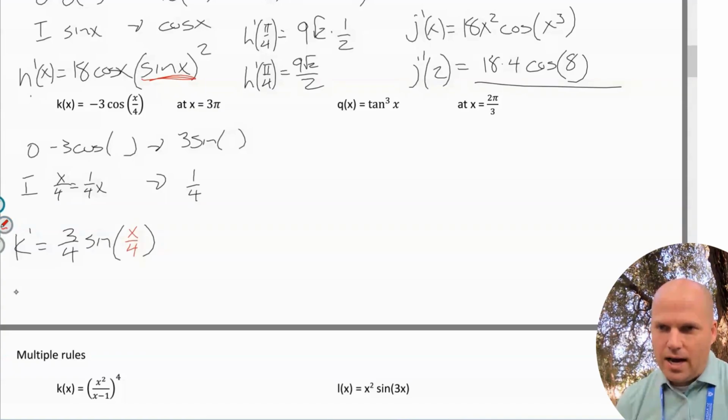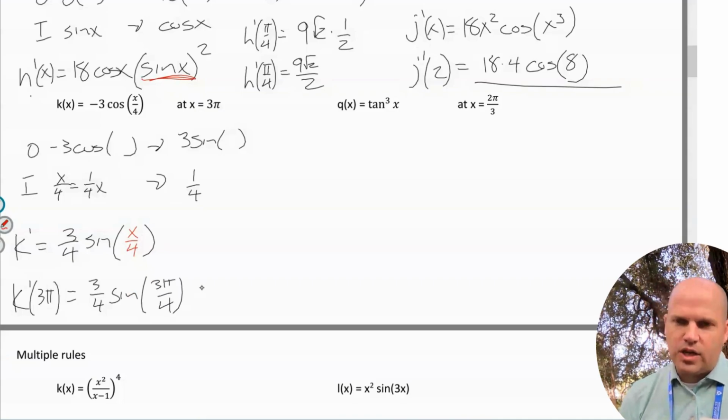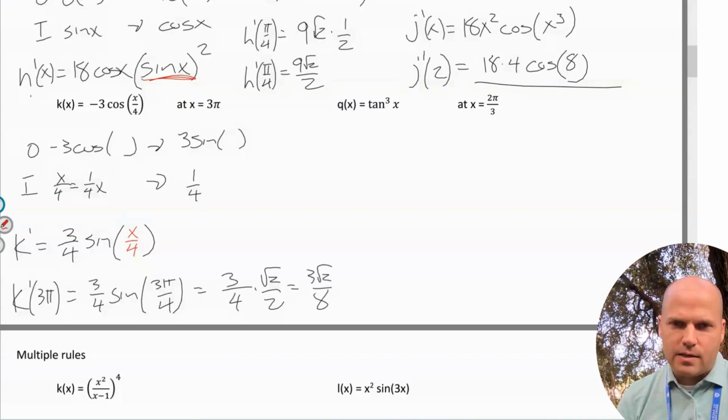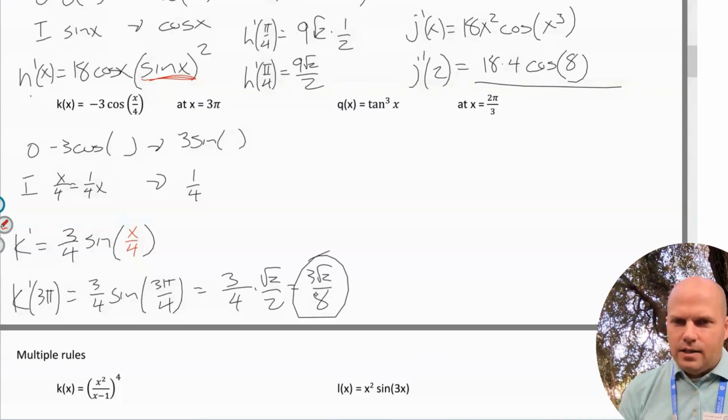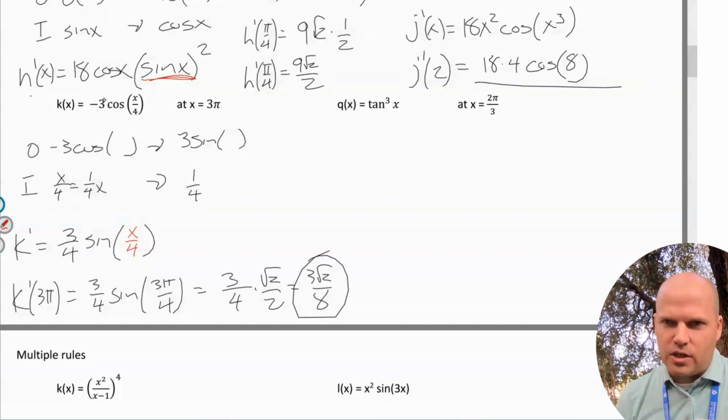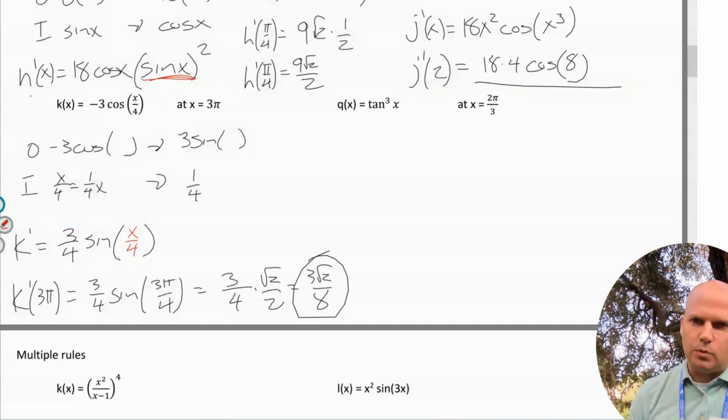Plug in 3 pi. I get 3/4 sine 3 pi over 4. The sine of 3 pi over 4 is positive root 2 over 2. So I get 3/4 times root 2 over 2, or I get 3 root 2 over 8. That is the slope of that at there. This is how quickly this is changing there. Super important.